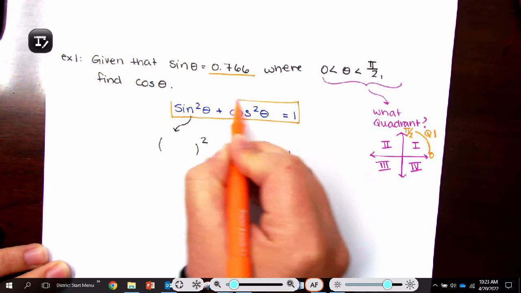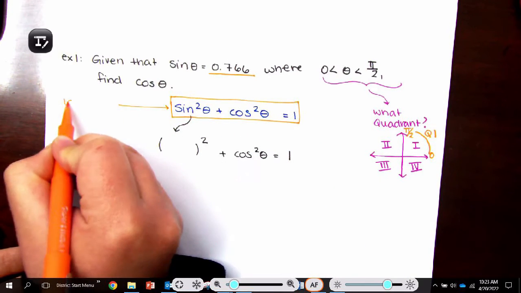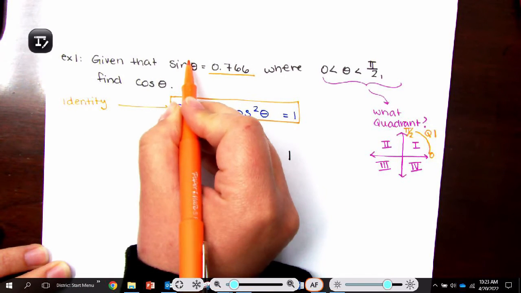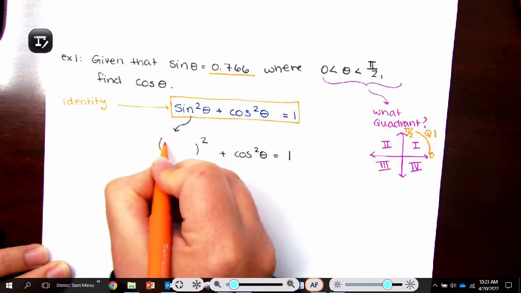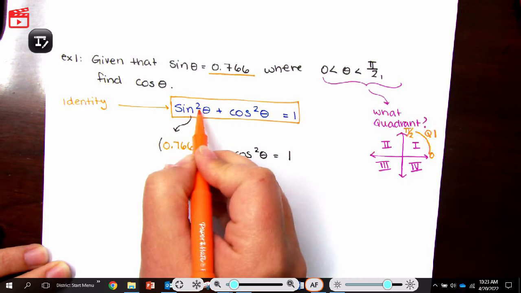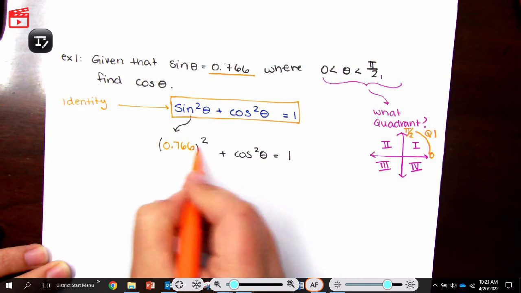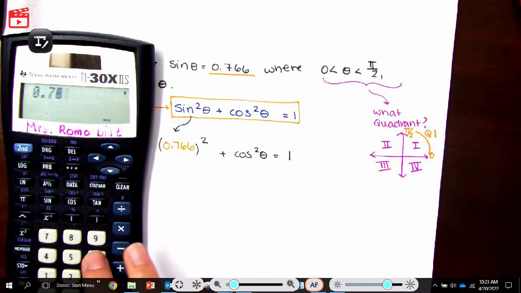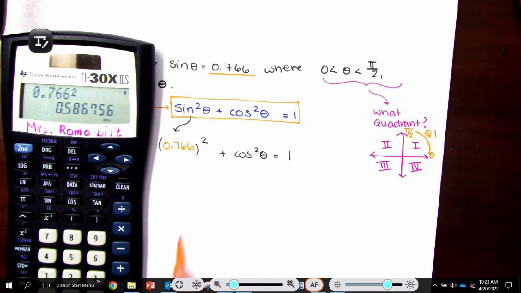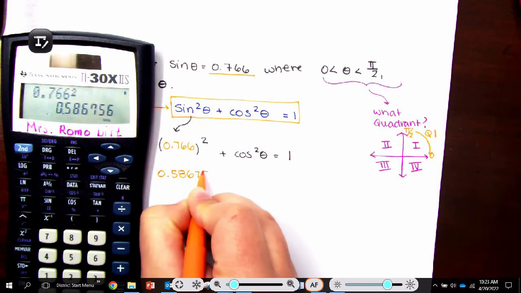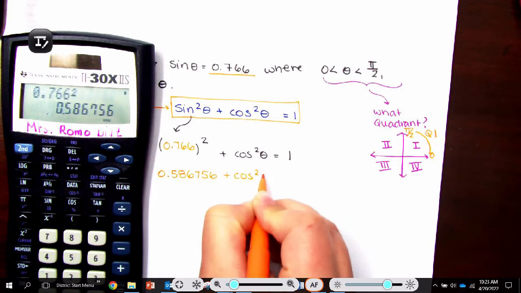So step 1, write the identity. Step 2, take the value that's given. Notice this is not squared, this is just regular, and you're going to put that in for the value of sine. Now, sine in the Pythagorean identity is squared, so I'm going to have to square this value. So in my calculator, I'm going to type in 0.766 squared. And that gives me a really long decimal. That's okay. Just write out the decimal. Do not round. Rounding comes later at the end.